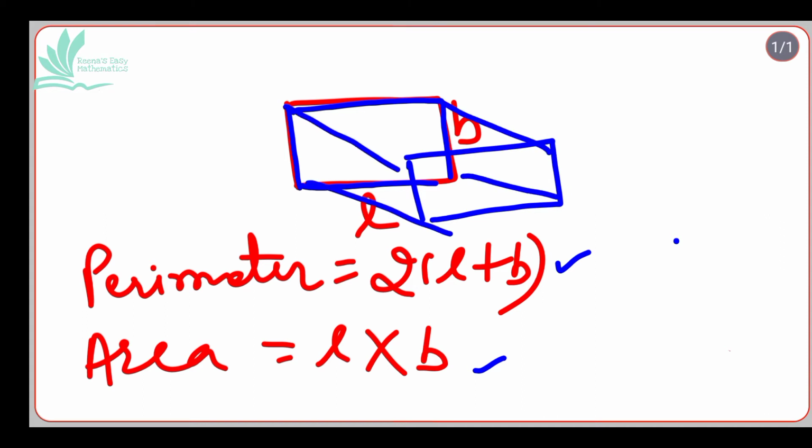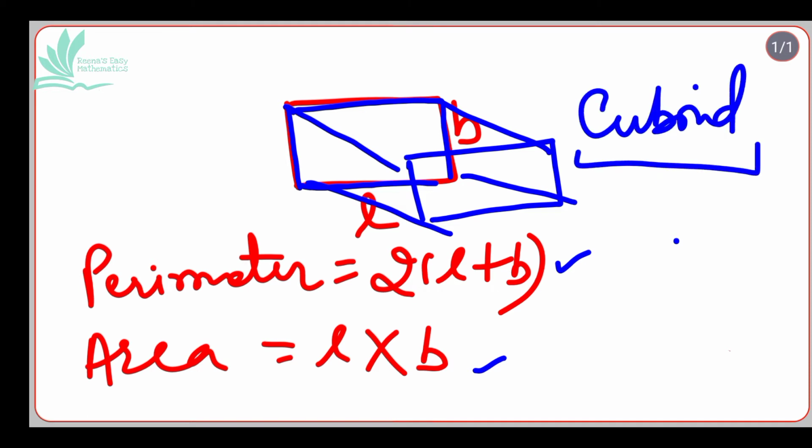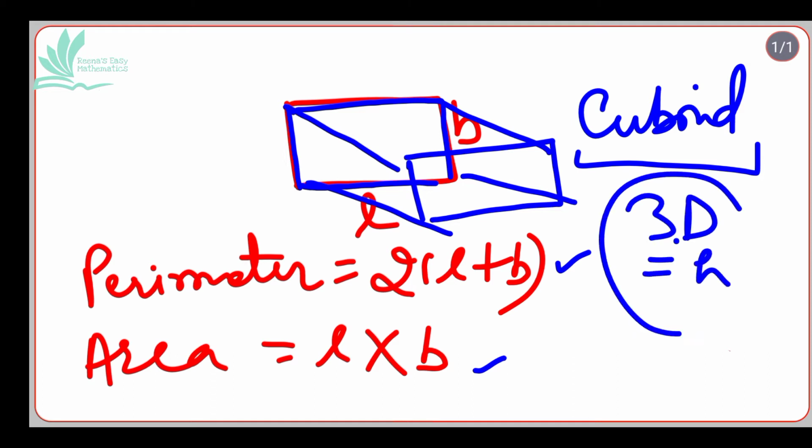Do you know the name of this figure? Yes, it is a cuboid. Now relate this figure with the previous knowledge. अभी तक हमें पता था that this is a rectangle and after adding the third dimension which is the height, I'll make it a cuboid.